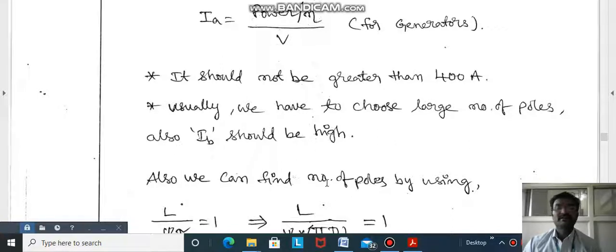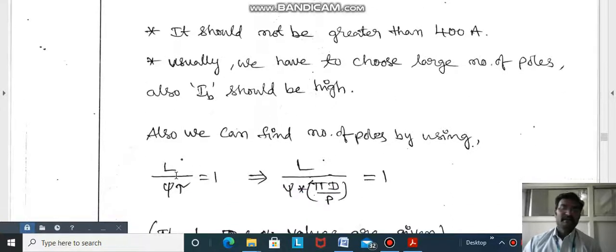Also we can find the number of poles by using L by psi tau is equal to 1. From that, we know tau is pi D by P. So psi into pi D by P, the value will be 1.